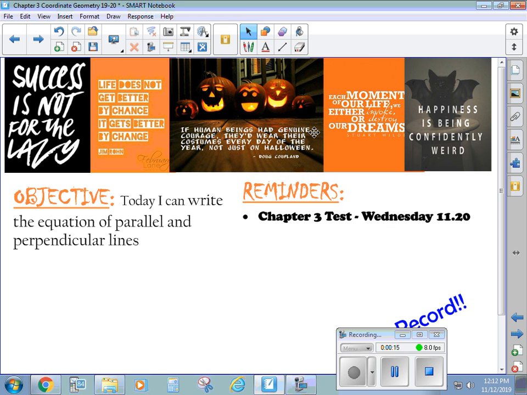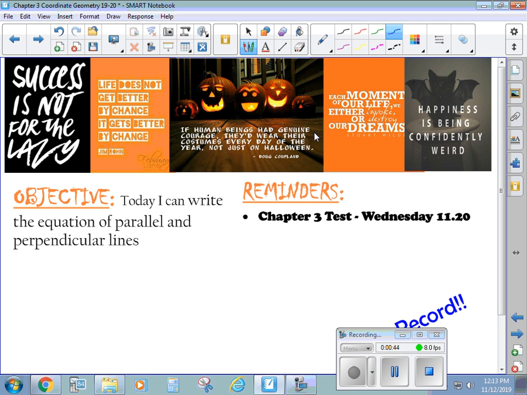Okay, better. All right, so today we are going to write the equation of a line, parallel or perpendicular to a given line, passing through a given point. Quiz next week, or test, I'm sorry, next week. I would be prepared for very short quizzes between now and then.